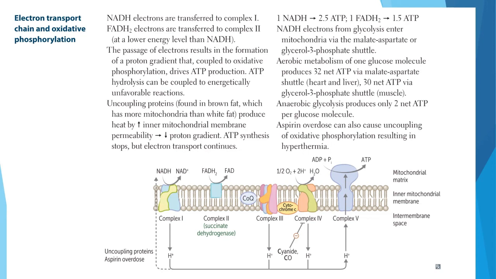Aspirin overdose can also cause uncoupling of oxidative phosphorylation, resulting in hyperthermia. So, this aspirin overdose is causing hyperthermia due to an effect where? In the mitochondria. A very, very important question, that you are also asked in your self-exams. This is the summary of the electron transport chain and oxidative phosphorylation, which you need to remember at last, but we will be discussing this in detail.